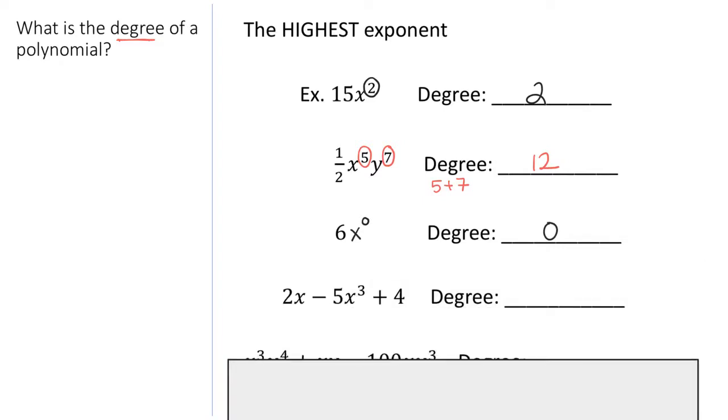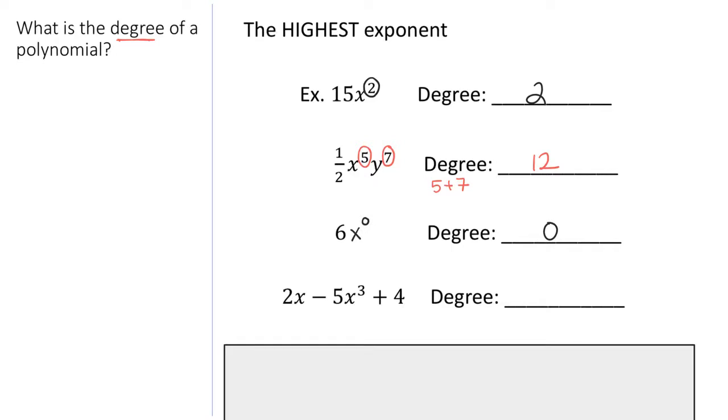Here is a polynomial that has 3 terms, so 1, 2, 3. So now we have to make some judgments here and figure out which one is our degree. The exponent of x is 1. The exponent of this second x is 3. And then 4 doesn't have an x, which means its exponent would be 0. Since these are 3 separate terms, we don't add their exponents together. What we do is we pick out the highest exponent, which here the biggest one is 3, so this is a degree 3 polynomial.